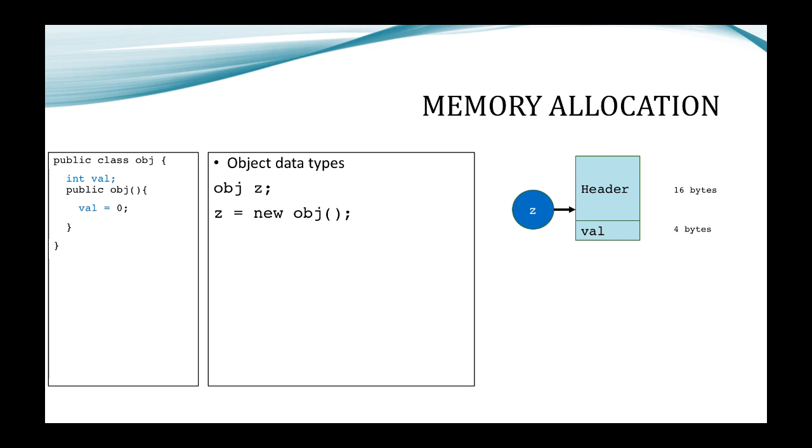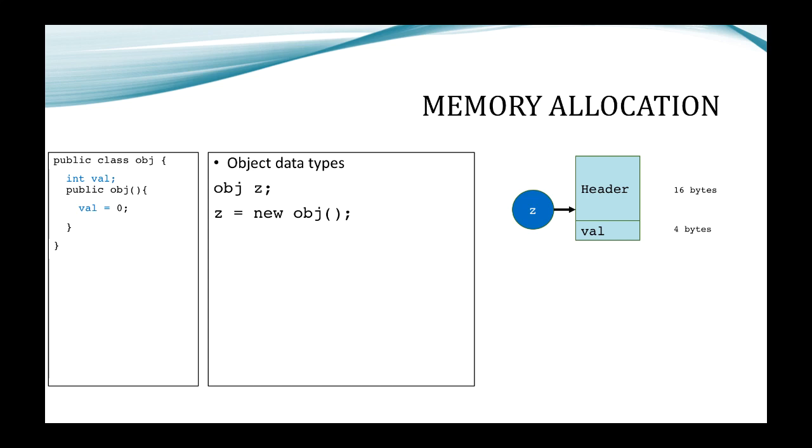Now here we have to be a little bit careful. Because of the overhead of object-oriented programming, we need to have a header for each object that will be created. So here, the header size is 16 bytes based on simple assumptions, and value, since it is an integer, is going to request 4 bytes. Altogether, the size of this object would be 16 plus 4, which is 20 bytes.